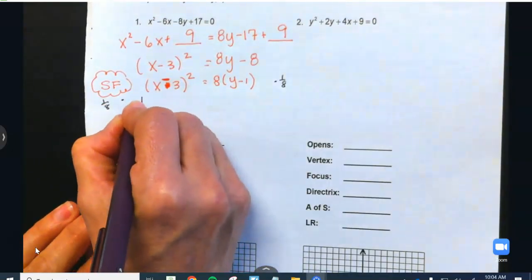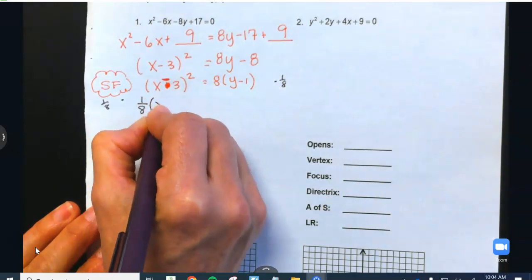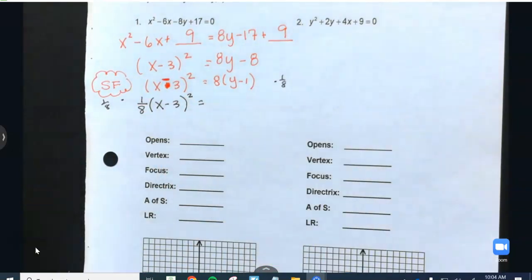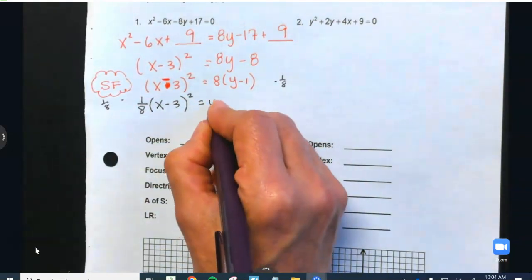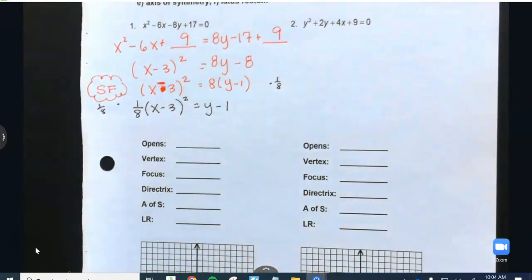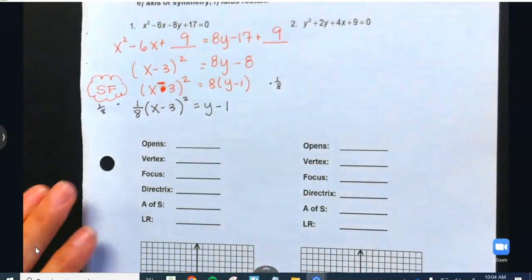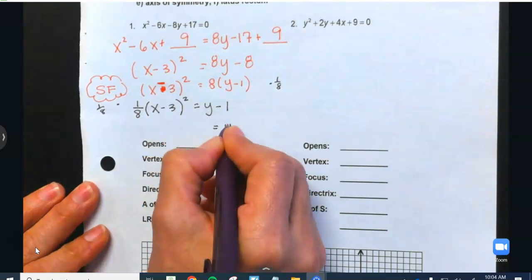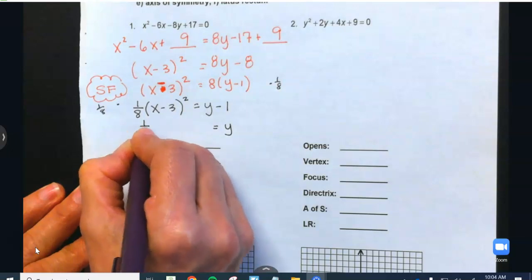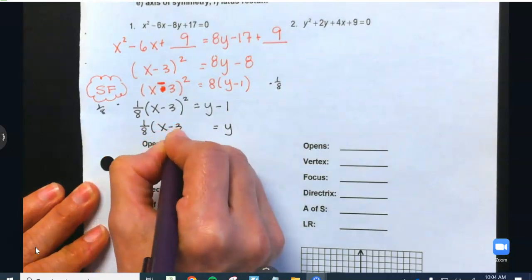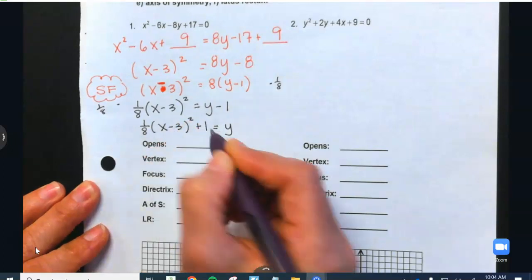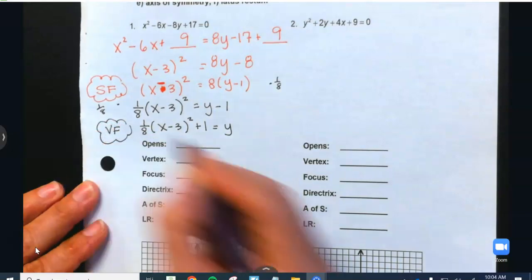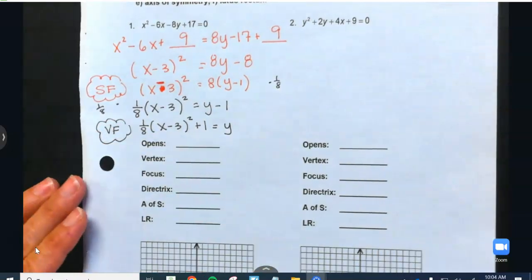So it's going to be 1/8 over here times x minus 3 squared. Remember that 8 went away now, and you don't even need the parentheses anymore, so this is just y minus 1. You're almost done. You just need to move the 1 over. So y equals, remember, when you move that 1 over, it's plus 1. There you go, guys. That's vertex form. Any questions on that?